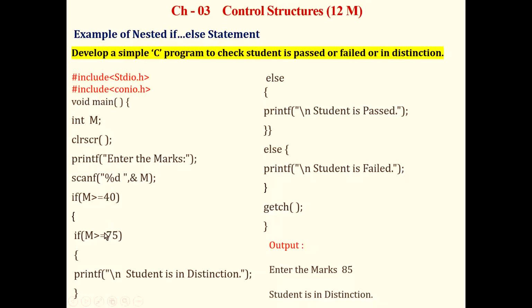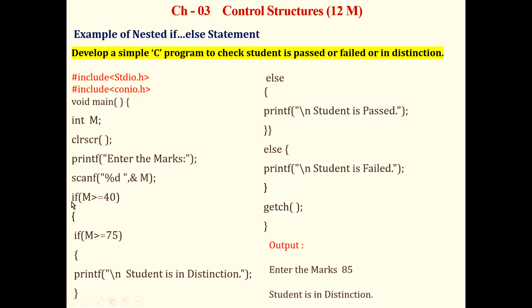So if both conditions are true, the student's marks are greater than 40 and also 75, then the student is in distinction. Second possibility: the student's marks are greater than 40 but not greater than 75. The first condition is true, the second condition is false, then it displays the message student is passed. Next, if the first condition is false, meaning the student's marks are less than 40, then it displays the message student is failed.